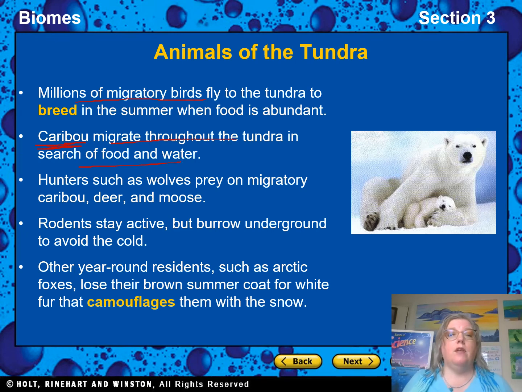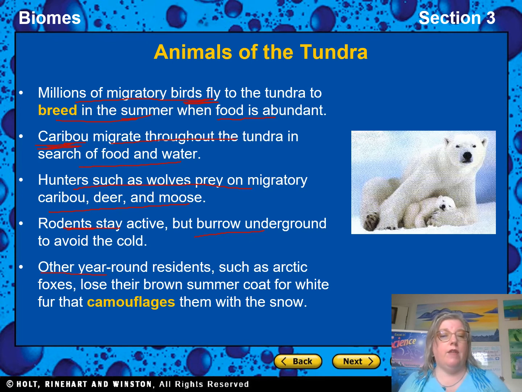Now, birds. Remember when I said it was like a mud puddle in the summertime and there are bugs and flies everywhere? The birds will come through here to eat all these bugs in the summertime. They'll breed in the summer when there's plenty of food around, and then they'll leave when it gets cold. The hunters, like wolves, are going to eat the migratory caribou, deer, and moose. Rodents are going to stay active, especially because they can burrow underground to help stay warm and avoid the cold.